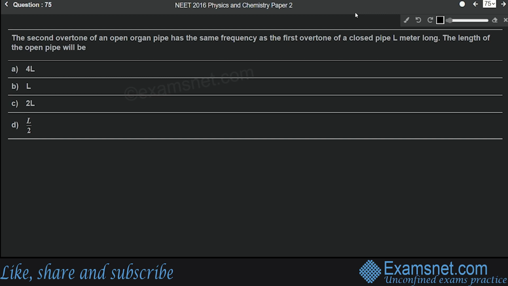Question number 75 is from sound waves, and the question is, the second overtone of an open organ pipe has the same frequency as the first overtone of a closed pipe L meter long. The length of the open pipe will be, okay.